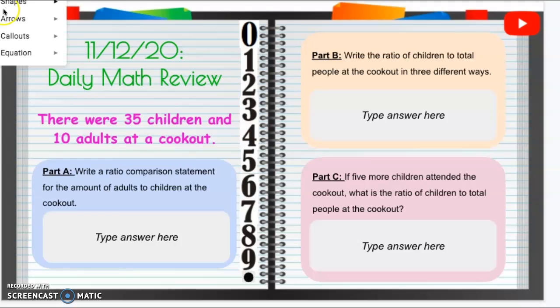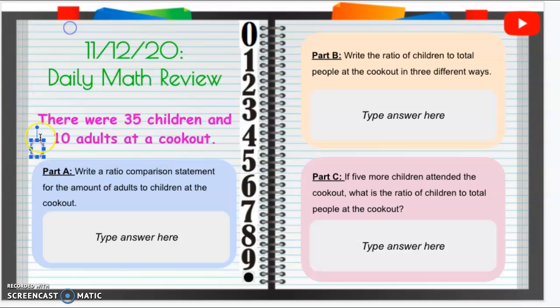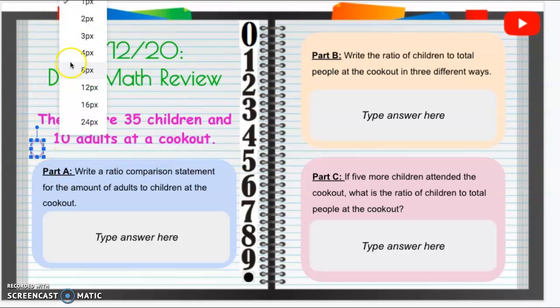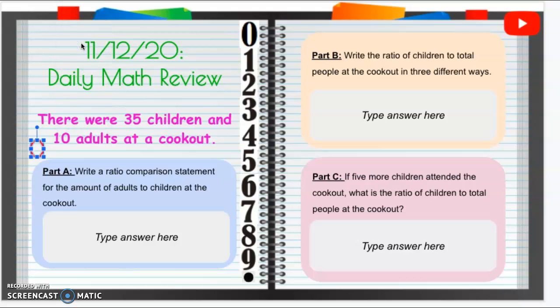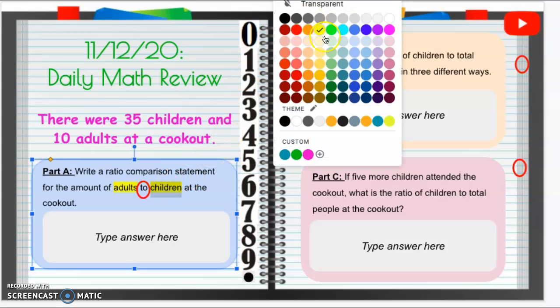Alright, so let's take a look here. I'm actually going to add in some circles. So we're going to have adults to children in this case. Let's see. Alright, my apologies. Let's take a look at the first one. So we have adults to children. So adults, I'm going to highlight that, to children at the cookout. I'll highlight that in green.